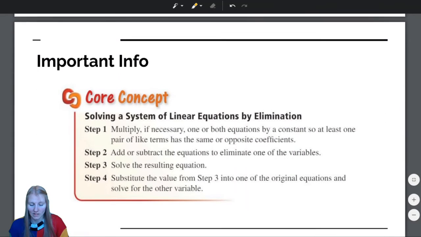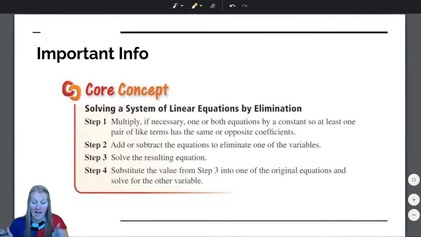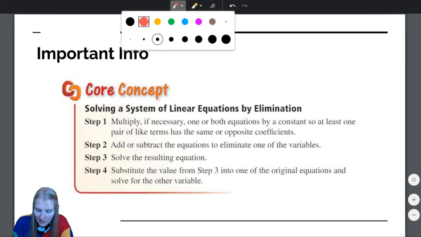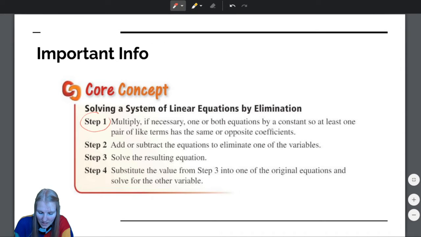Okay, now let's look at these steps again. And this time when we look at the steps, we are going to focus a lot on step number 1, because step number 1 is what allows us to solve any system of equations by elimination. So multiply if necessary. Yesterday, or in the last video, it was not necessary. In this video, it will be necessary.